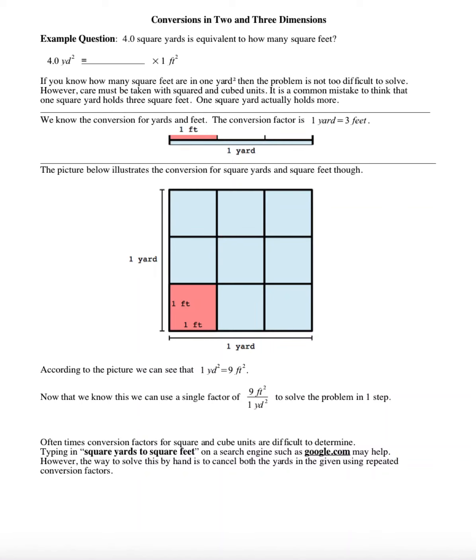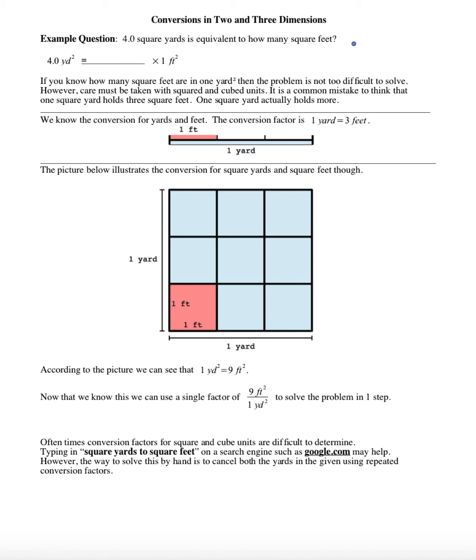Here I'll demonstrate converting units that are squared. For example, let's say that we want to find out how many square feet are in 4 square yards. Now, if you happened to know how many square feet are in a square yard, then the problem could be done as just a one-step problem. Problem is, though, oftentimes people don't know how many square feet are in a square yard.